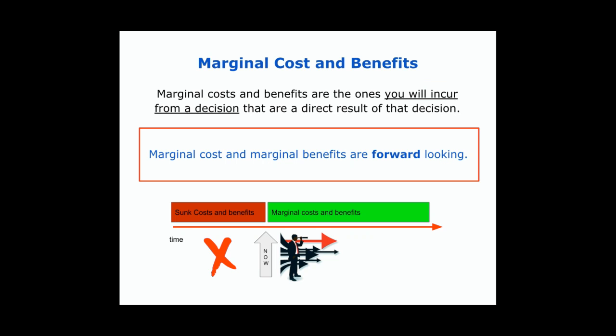So we see that one of the important things about marginal costs and benefits is that they're forward-looking. We don't look at any sunk costs or past costs or any previous or past benefits. It's always forward-looking. It's the incremental costs and benefits that you will incur that are associated specifically with a decision and that are a direct result of the decision. So when you're thinking about which choice to make, these costs and benefits are in the future. They don't happen until you actually choose.